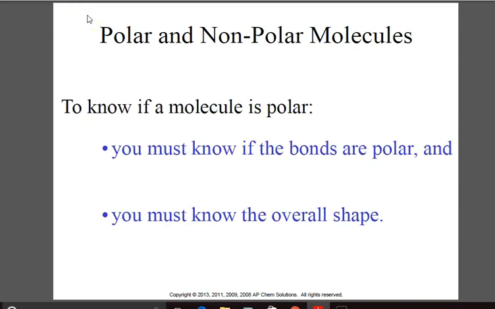So how do you know if a molecule is polar? Two things you've got to know. You've got to know if the bonds are polar inside the molecule. So is there an even sharing or an uneven sharing going on? And then what about the overall molecule? What's the shape? So we'll look at individual bonds. Are they polar or not? And then we'll look at the shape. And those two factors will help us determine if the molecule is polar.